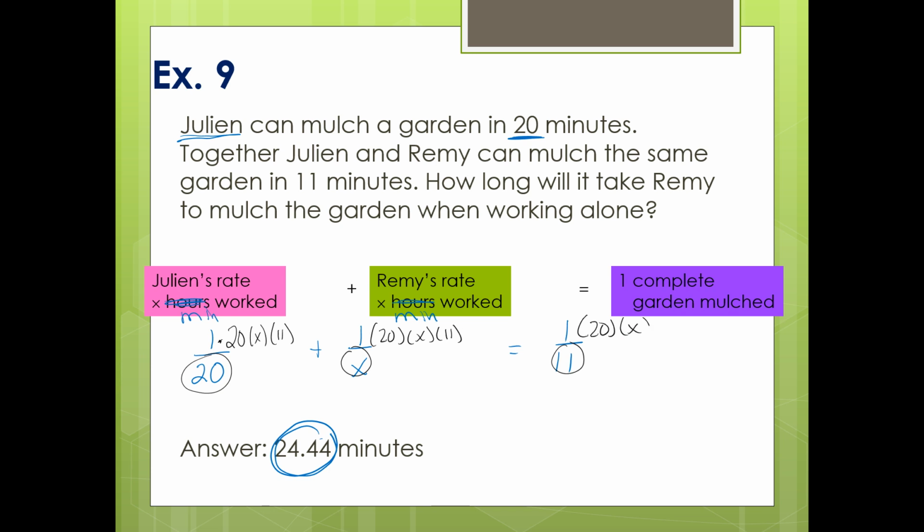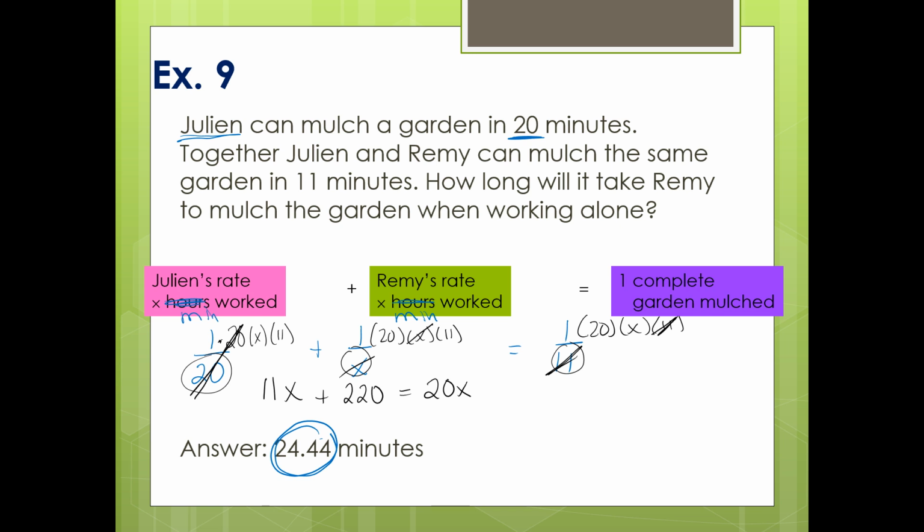So just multiply everything there, and then each term is going to have something cancel. On our first one, the 20 is going to cancel. We're going to be left with 11x. In our second term, our x is going to cancel. So we get 20 times 11, and I did that in my calculator, and I got 220. And then you're going to cancel the 11 in our last term. So that leaves us with 20x.